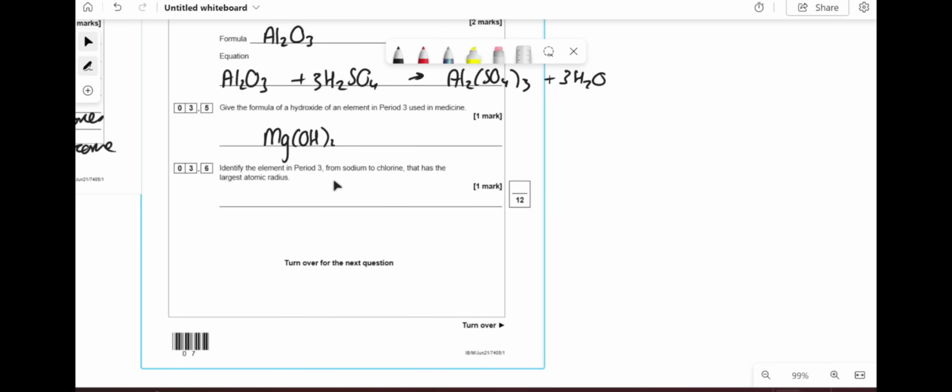Identify the element in period 3 from sodium to chlorine that has the largest atomic radius. It's the one that's most to the left, so that's going to be sodium. The reason being is because as you move across the period, you're adding an electron to the same shell. Like you're not going up another shell if you're going in the same period. So that means that the attraction between the nucleus and the electrons is increased, so it actually draws those electrons in a little closer, giving you a smaller atomic radius.